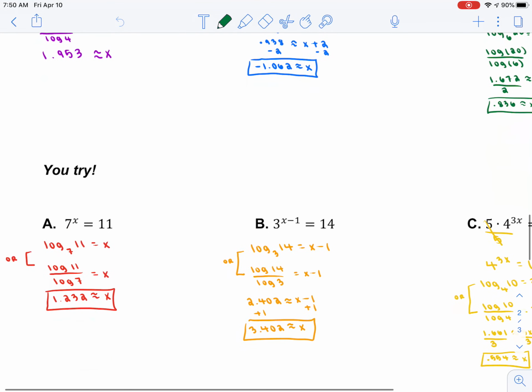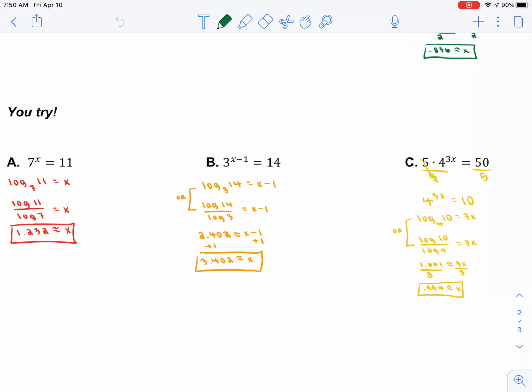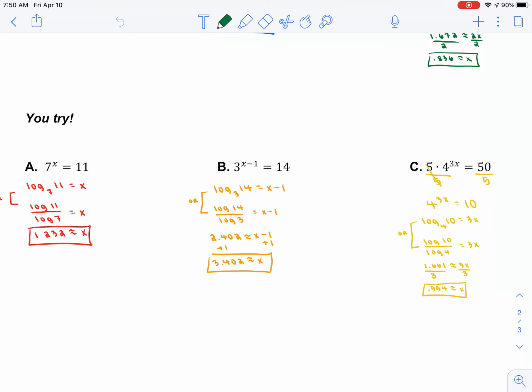So the answers for the U-Try, for that first one, you can rewrite that in log form. Make sure you did that correctly. And then from there, you can either use that log base on your calculator or use the change of base formula to get that answer. Same thing with part B. With part B, you should have rewritten in log form. Just don't forget that once you get that answer, you had to add 1 to it. And with part C, don't forget to divide by the 5 first. Rewrite that in log form. Either use your calculator or the change of base formula to get that 1.661. Divide that answer by 3. And then wham bam, thank you ma'am.